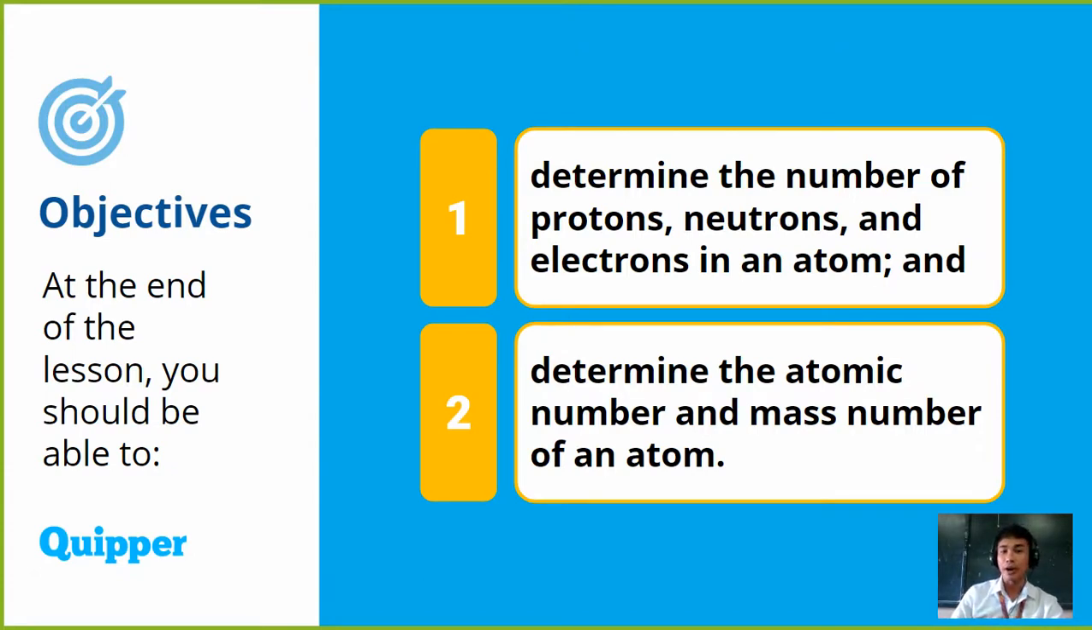Number, not charge. Number of protons, electrons, and neutrons in an atom. The second one, determine the atomic number and mass number. So we are pertaining here to the number of subatomic particles and the mass number of an atom. Let's set aside first the charges.